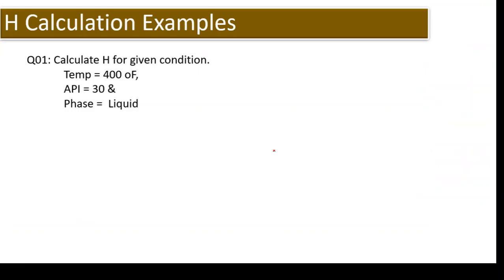Let us take an example. For example, the temperature is given as 400 degrees Fahrenheit, API is 30, and the phase is liquid. How can we get it? The temperature is 400, and because it is a liquid, we have to go for the lower portion.